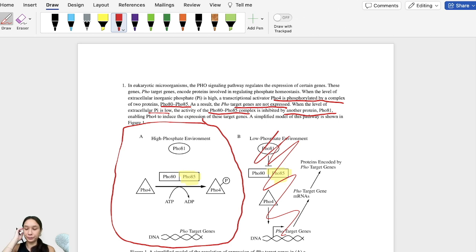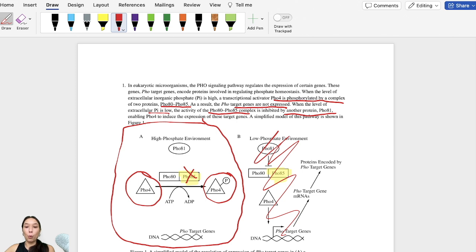What's going to happen? So if we look here, Fo4 is phosphorylated by Fo85 and Fo80. If Fo85 is mutated, basically this is not going to work anymore. If Fo85 is non-functional, you're not going to get your phosphorylation, right? Your Fo85 is doing the phosphorylation. If it's inactive and it's not working, you're not going to get a phosphorylated Fo4. So instead, you're going to remain as an unphosphorylated Fo4, okay?